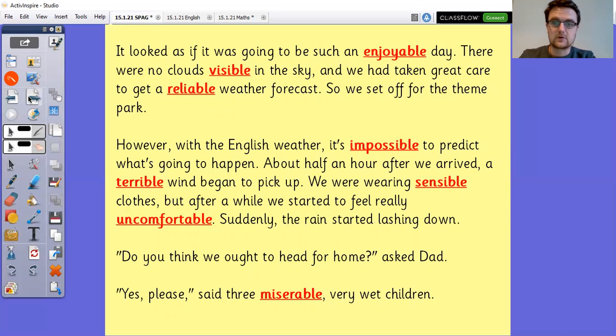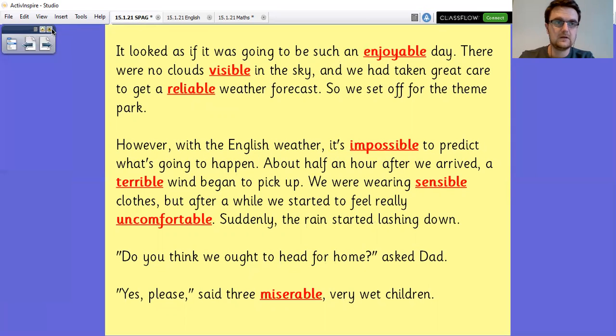So there are your correct spellings of the able and the ible words. Pause it on the screen so that you can mark your work. And hopefully you were able to use your knowledge from our looking at those words this week to be able to get as many of those correct as possible.